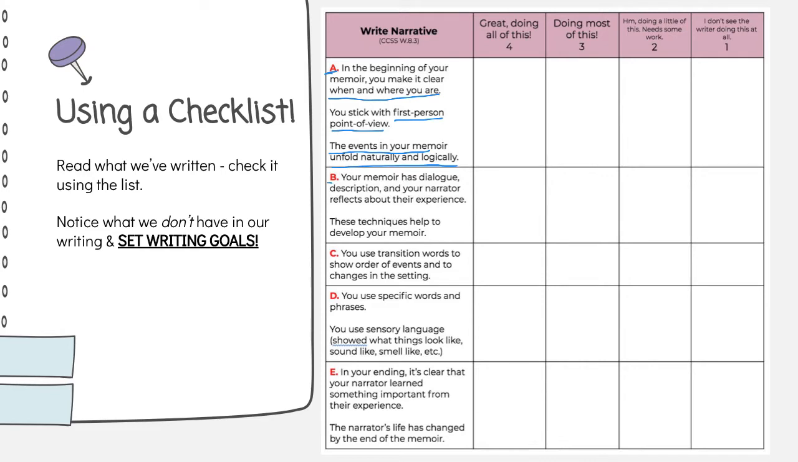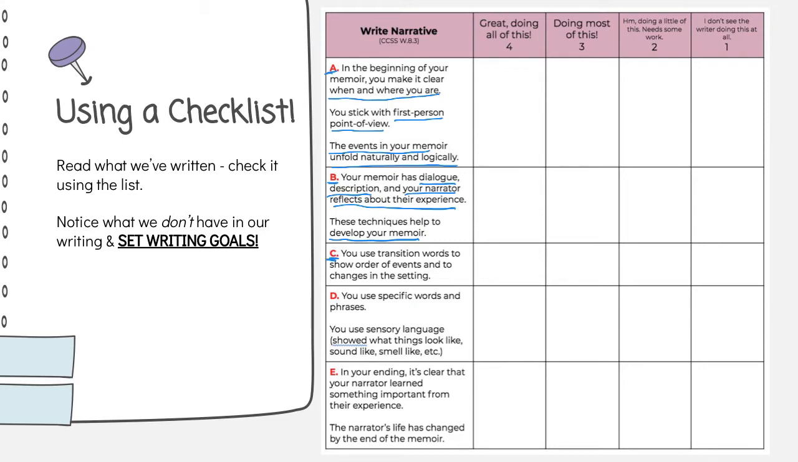Okay, checklist B. Your memoir has dialogue, description, and your narrator, which is you, reflects about their experiences. So reflect on your thoughts in that moment, reflect on your emotions in that moment. These techniques will help develop your memoir. These are super important.